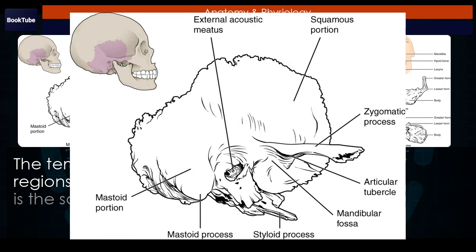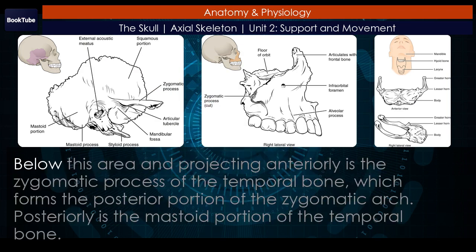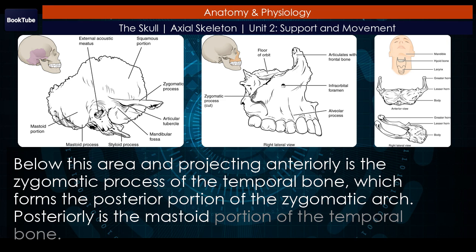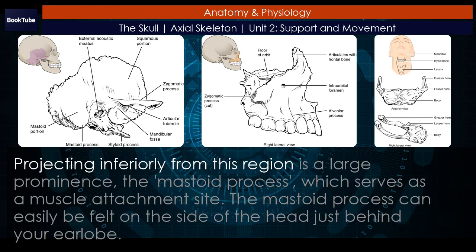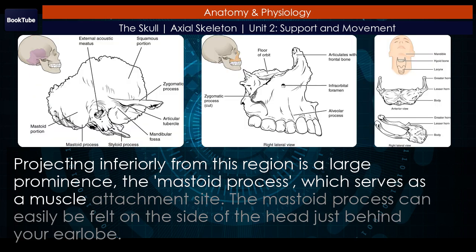Figure 5. The flattened upper portion is the squamous portion of the temporal bone. Below this area and projecting anteriorly is the zygomatic process of the temporal bone, which forms the posterior portion of the zygomatic arch. Posteriorly is the mastoid portion of the temporal bone. Projecting inferiorly from this region is a large prominence, the mastoid process, which serves as a muscle attachment site. The mastoid process can easily be felt on the side of the head just behind your earlobe.